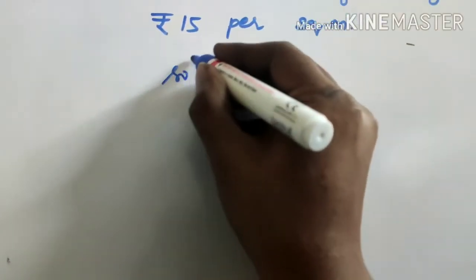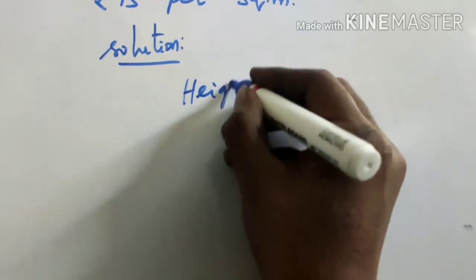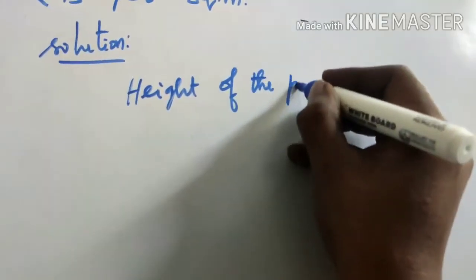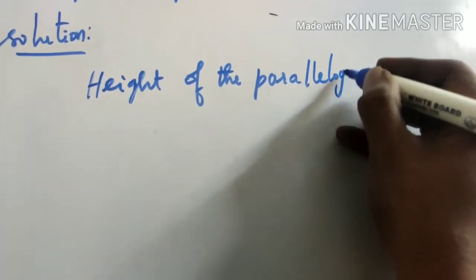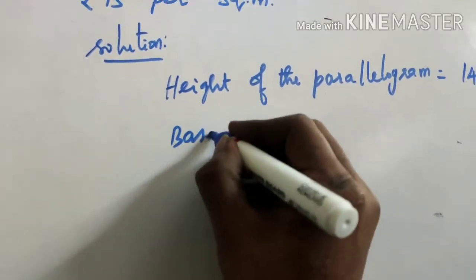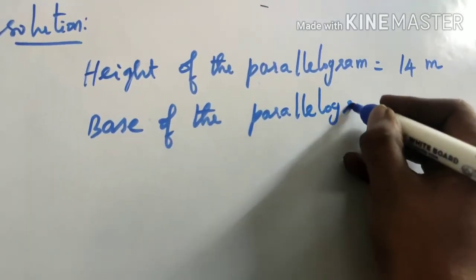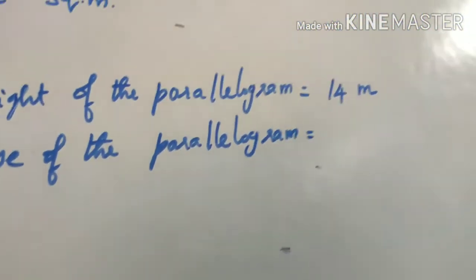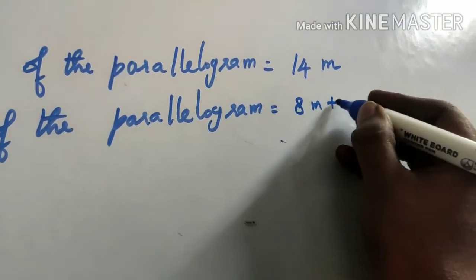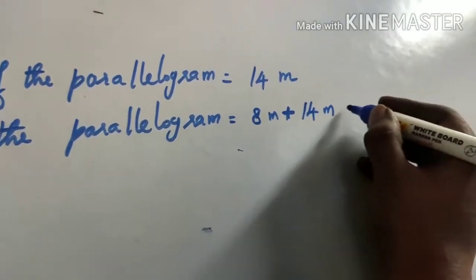See here. Solution. First, write height of parallelogram. Height of the parallelogram equal to 14 meters. I will write meter. Next, base of the parallelogram equal to 8 meters longer. Longer means you have to put plus, than height, which is equal to 22 meter.